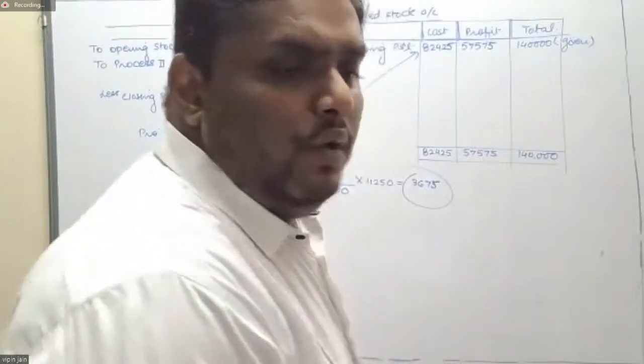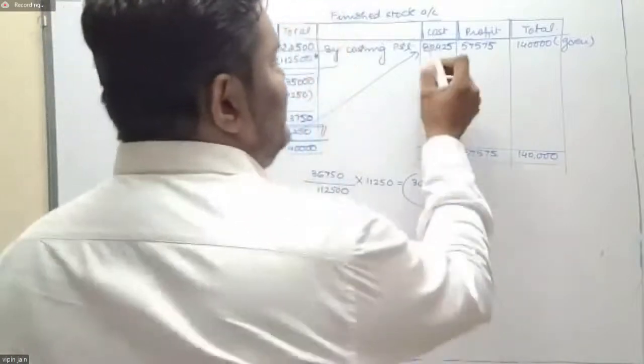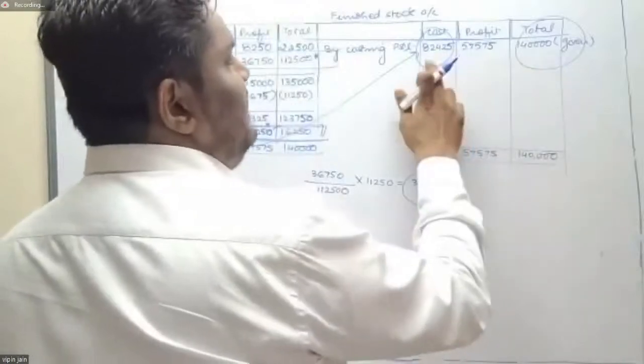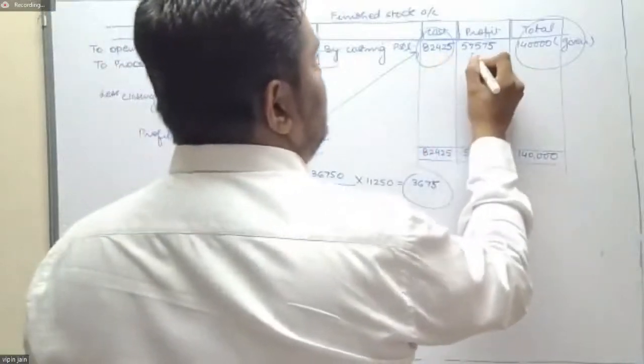Madhavi, sir, how did you calculate 57,575? See, this much is the total cost and this much is the sales that is given. So 140 minus 82,425.